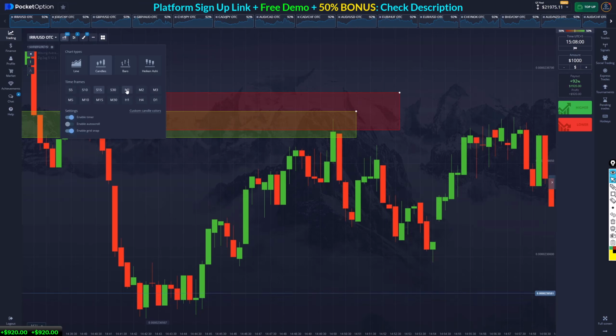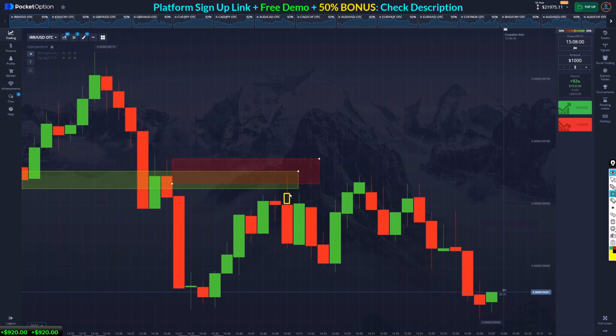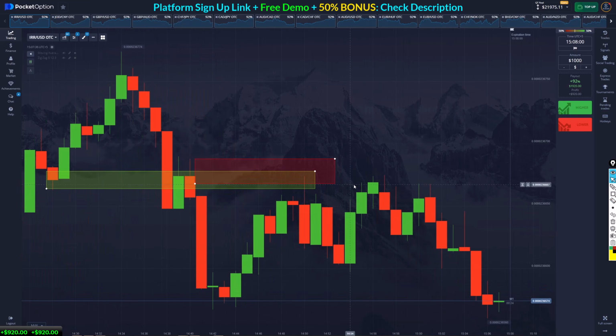I go to 1 minute. Look at that. The moment the candle reaches here, I enter, and the candle closes down here. Just like the previous trade that I just took at the start of the video, okay?